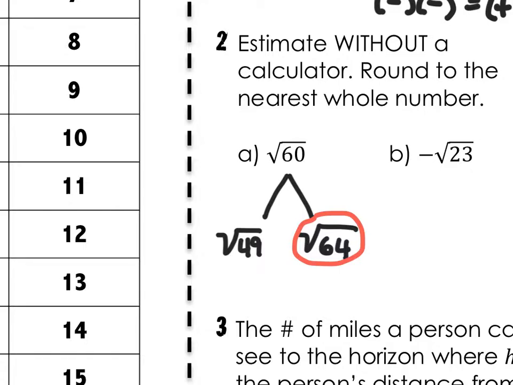And then that means that radical 60 is about 8. And that's my about symbol. My wavy equal sign means about.